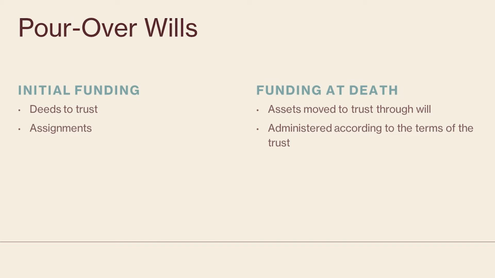It's a simple document. It just pours everything over into your trust, and then your trust, which is the document that'll say how you want to divide your assets among your children or other people, that's the one that will govern even with respect to the assets that were in your name at the time of your death.